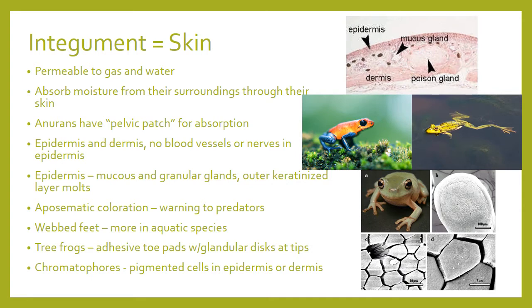The outermost layer of the epidermis will molt, and how often they molt depends on the species, temperature, and different environmental factors. Some amphibians have aposematic coloration. You may have learned about that in other classes before. It's when they're really brightly colored to warn predators that they have toxins. That really bright coloring, like the dart frog, is aposematic.